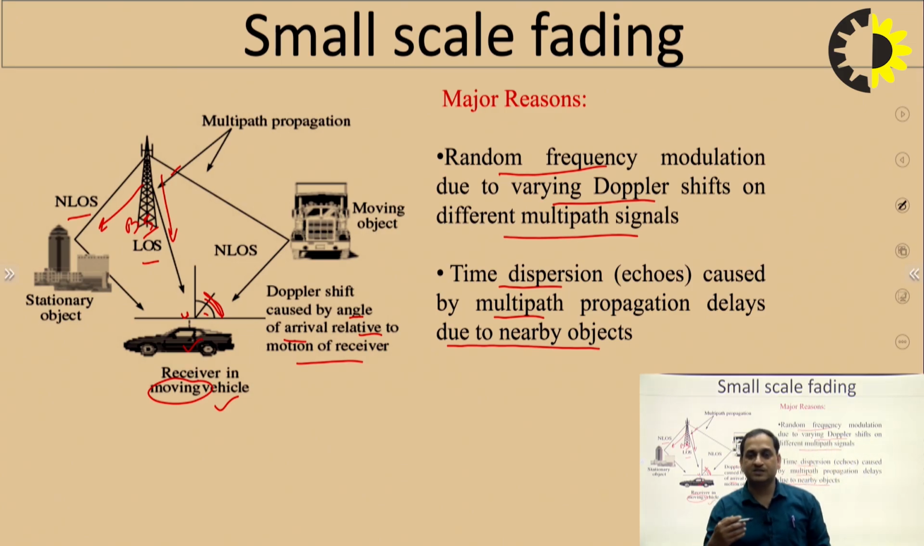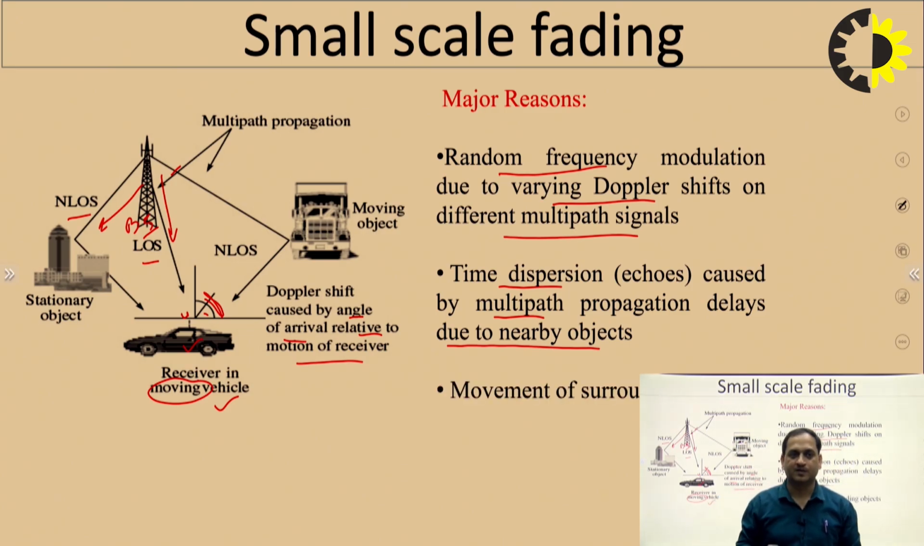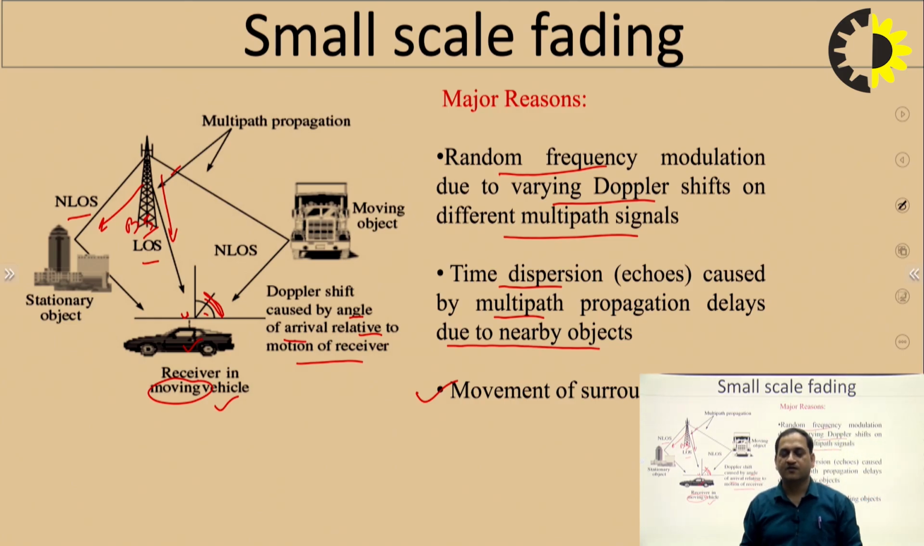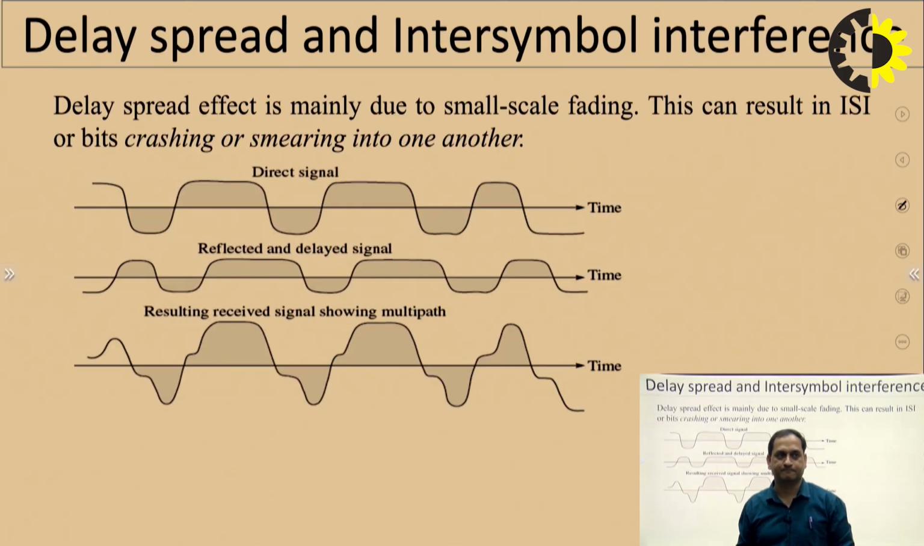So this delay occurs at the receiving side. This is again part of the small scale fading. The movement of the surrounding objects is a major factor for the Doppler shift. Now if we see the delay spread and the intersymbol interference, the delay spread effect, as I have mentioned, is due to small scale fading, and this can cause ISI, intersymbol interference.